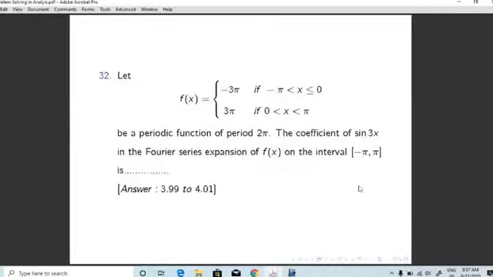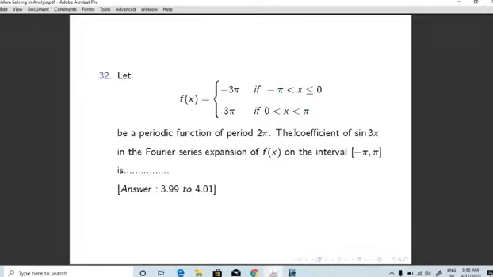Now, next one. Suppose f of x equals minus 3 pi in the interval minus pi less than x less than 0, and 3 pi if 0 less than x less than pi, is a periodic function of period 2 pi. Why period 2 pi? Because the length of the interval minus pi to pi is 2 pi.